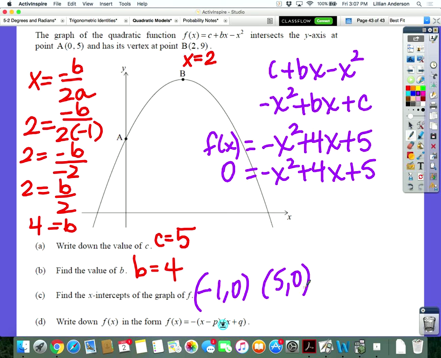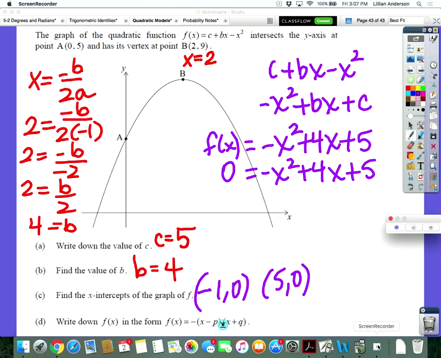Awesome. Now it says to write down the form of f of x in this form. It says negative x minus p and x plus q. What form is this? It's the factor form. And what do p and q represent? The x-intercepts. Didn't we just find them back up here? So basically, p and q are the values of your x-intercepts.